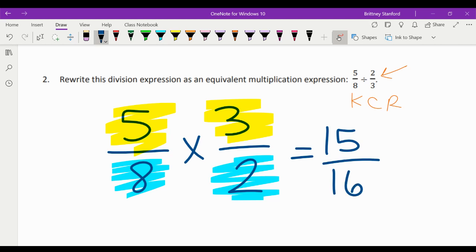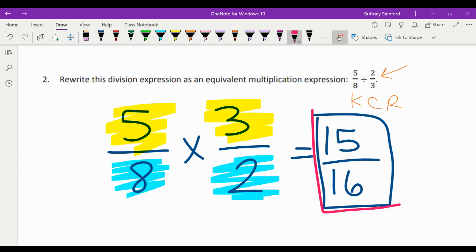And then we ask ourselves, can we simplify 15/16? Do they have any common factors? And the answer is no. So our simplified answer, our fraction 15/16, was the answer to number 2.